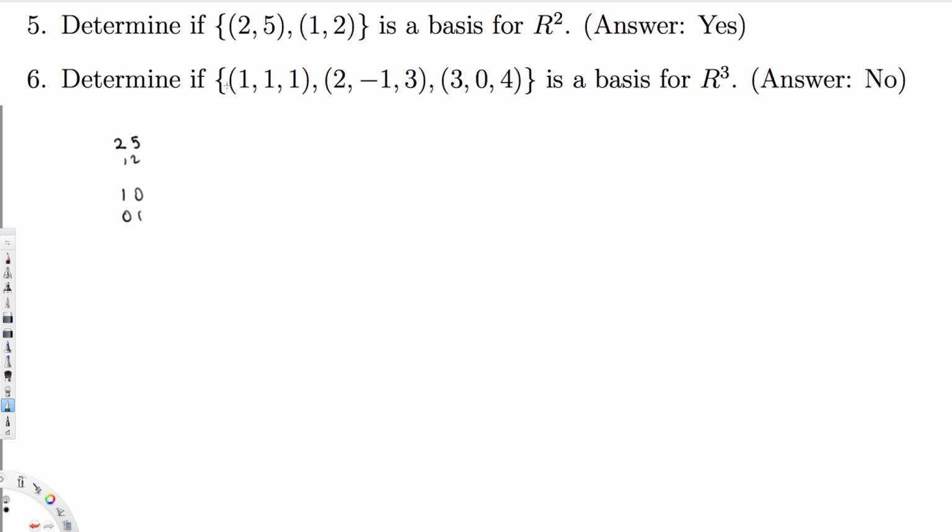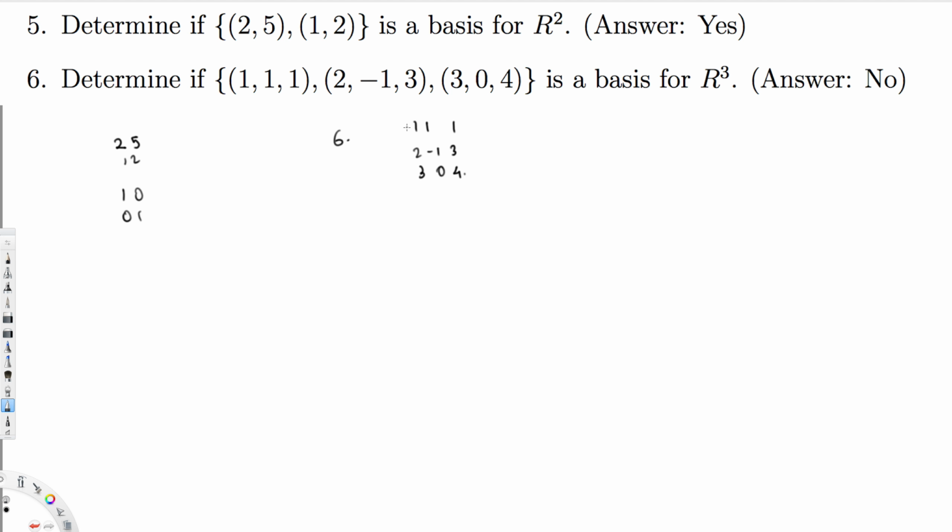But the second question is asking: determine if {(1,1,1),(2,-1,3),(3,0,4)} is a basis for R3. In this case we have to do the same thing. So let's do this: 1 1 1, 2 -1 3. When I do the Gauss-Jordan, I have to get three pivots if it's to be true. Like we have to get three pivots. So let's see if I'm getting that.